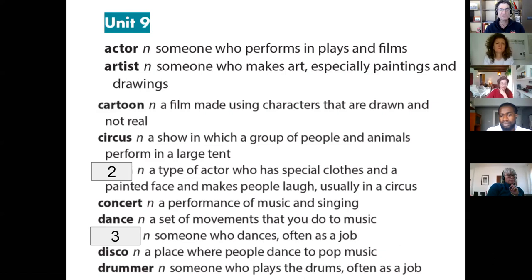What I do with the students, if I show them this, I say, okay, in your notebooks, write numbers 1, 2, and 3. And write the words next to the numbers. So number one, write the word, number two, and number three. I give them 1 minute, where I can drink water and relax for a minute, and then we can check one by one.